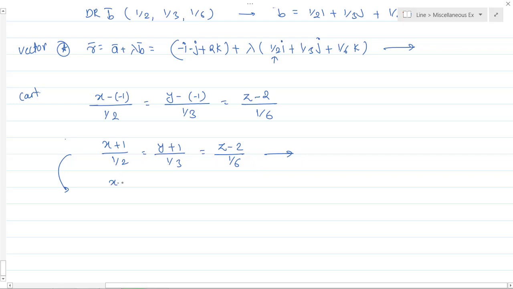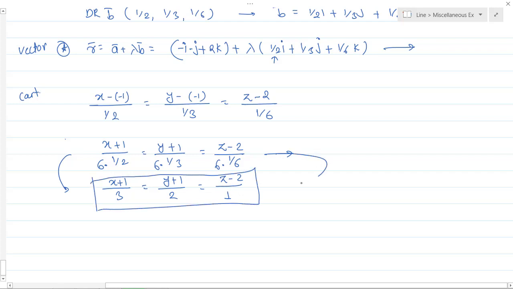Okay, so you will be having x plus 1, यहाँ पे इंटू 6 करो, यहाँ पे इंटू 6 करो और यहाँ पे इंटू 6 करो. सो व्हाट विल बी दिस? 6 इंटू 1/2 बिकम्स 3, विच इज इक्वल्स टू y प्लस 1, 6 इंटू 1/3 बिकम्स क्या हो गया? ये 2 आ गया, इंटू z माइनस 2 डिवाइड बाई 6 इंटू 1/6 क्या आ गया? 1 आ गया. यू कैन राइट दिस एज माई फाइनल आंसर, नो प्रॉब्लम. ये भी सेम है, ये भी सेम है, कुछ प्रॉब्लम नहीं है. यू कैन राइट एनी वन.